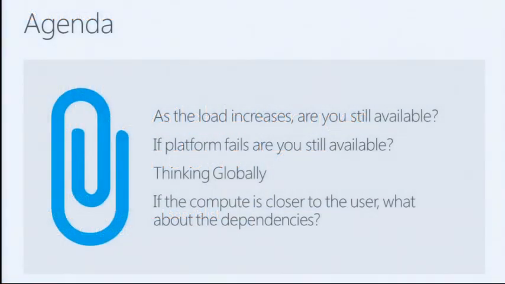What I thought would be great is if we looked at some of the big questions that we get from customers. As the load increases, are you still available? If the platform fails, are you still available? And this is sometimes my question back to the customer. How do you think about a global reach? And finally, if the compute is close to the user, what about the dependencies? What can we do to help there?